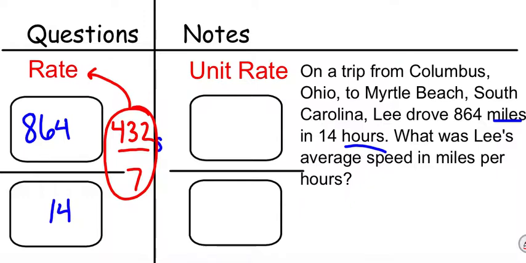Option 1 is I can take this 432 and convert it to 1. Or I can take the 864 over 14 and convert it to 1. Each one is going to give me the same exact answer. I'm going to take the 432 over 7 and convert that to 1, since that's what's there.